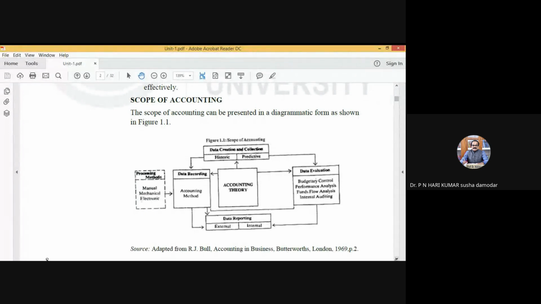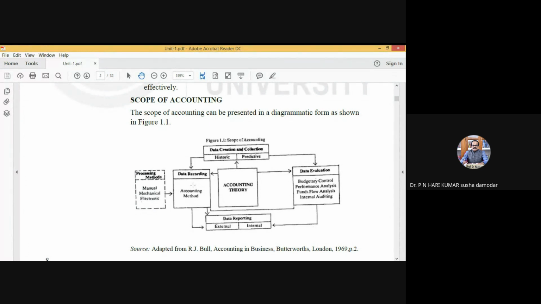There is a historical way of data creation and collection. Based on such information, there is a need for prediction. So, data creation and collection, historic and predictive. Then processing methods: manual, mechanical, and electronic. So whatever the data created and collected, by using different methods, such data shall be properly recorded.